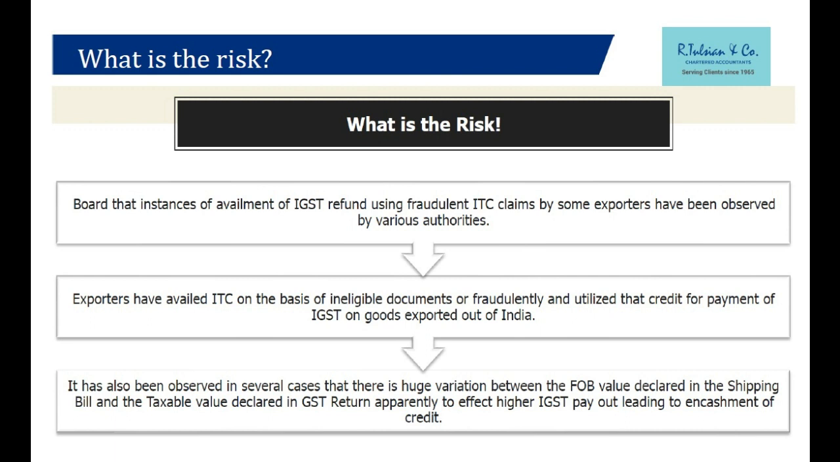That is wrong. The second is, if you are setting off fraudulent input tax credit against output tax liability on the export, payment of IGST with export, then in that case also it's fraudulent. You are setting off input tax credit which was fraudulently claimed against the output tax liability. The third thing is, as I told you, inflation of export value to get more refund. So these are the cases.